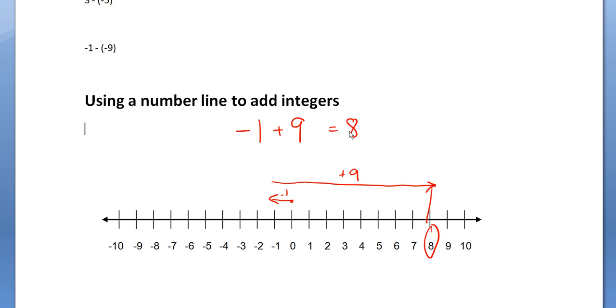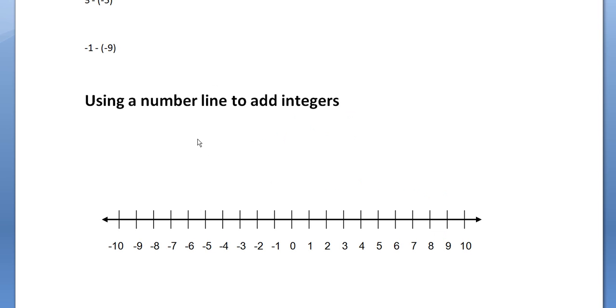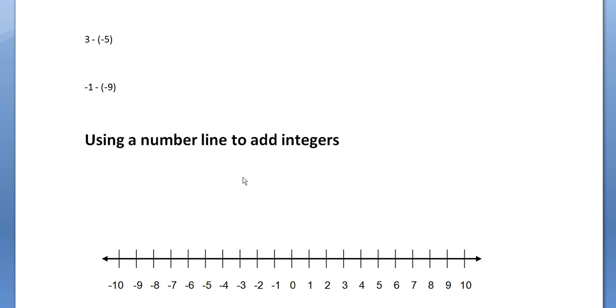If you want to use a number line to help you add, please make sure that you are always adding. Subtracting on a number line gets a little funky, and so if you change all your subtraction problems to addition problems, then you should be doing okay.